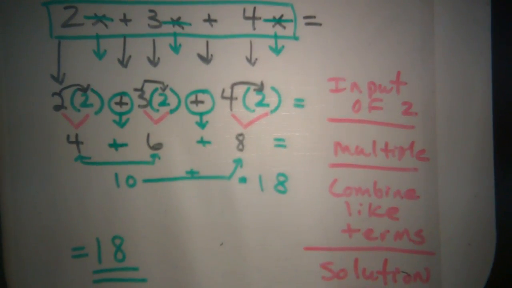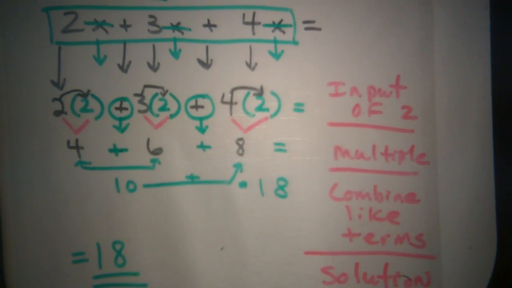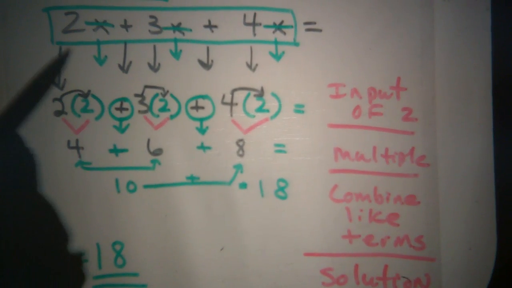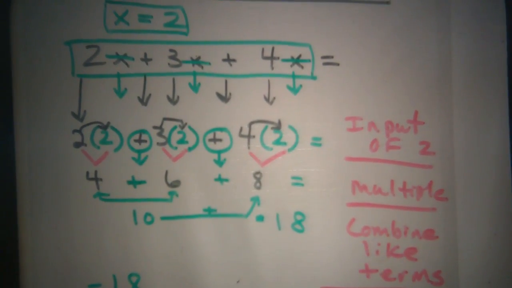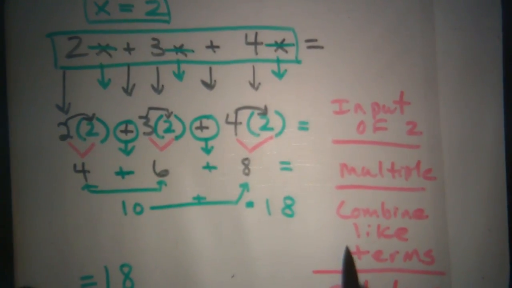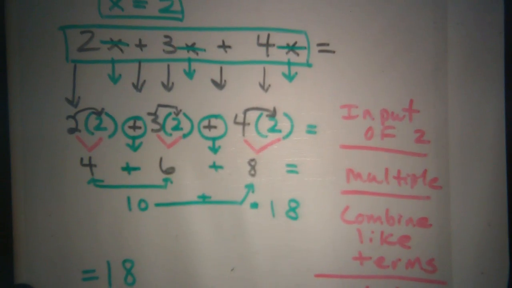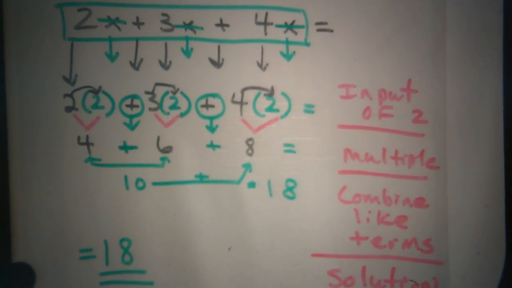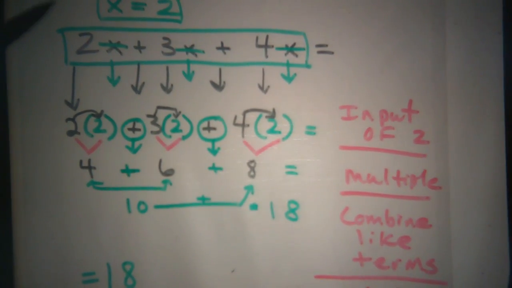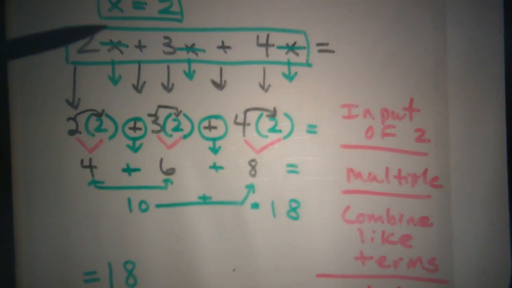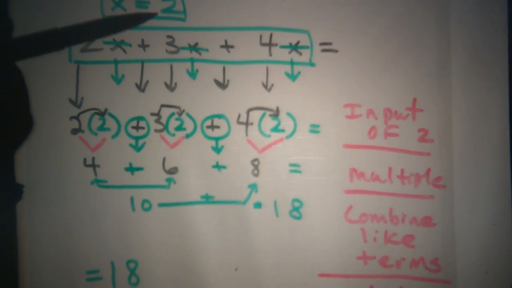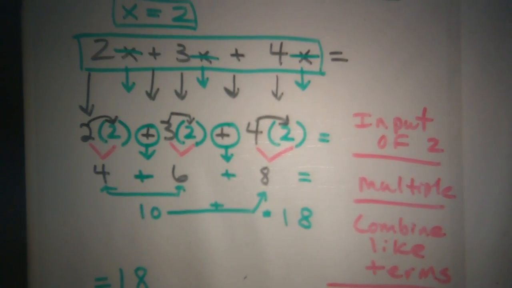Now, you're not always going to know your solution. The only reason we knew that this original expression is 18 is because I told you x equals 2. When we're doing simplification, we're just combining like terms. We're just skipping down to this and combining like terms. We don't know what x is all the time. Sometimes you're just simplifying. In this situation, I told you what x equals, and you had to input or substitute. You took out the x variable and input the 2 in place of the x.